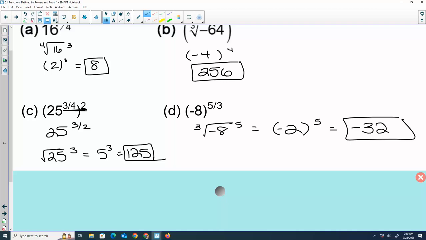Okay, so when you have those powers as fractions, it is helpful to first write them with a radical. The denominator is the index, the number outside our radical. Any questions there?